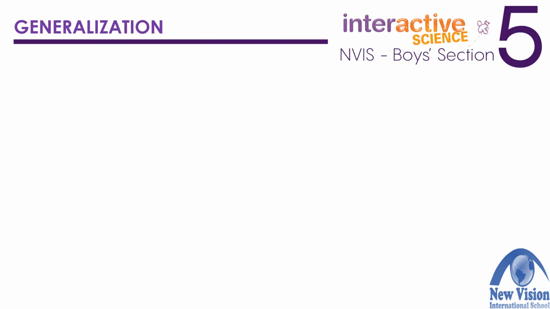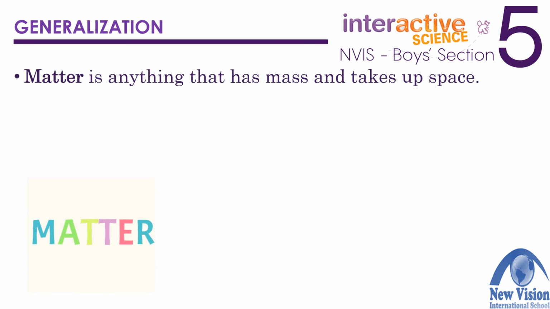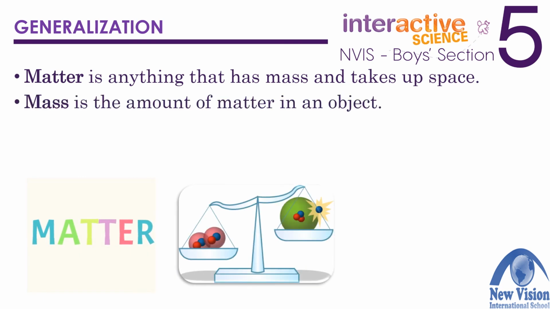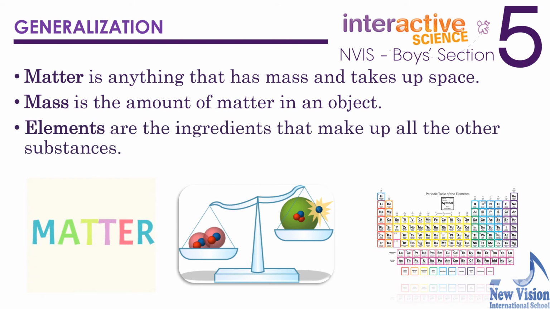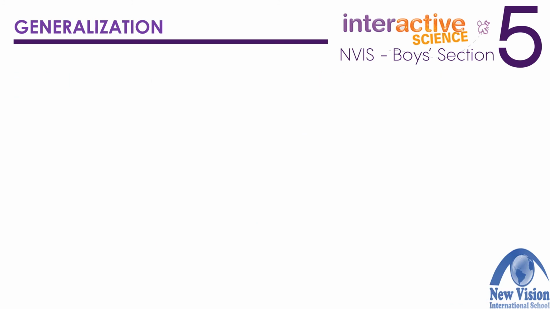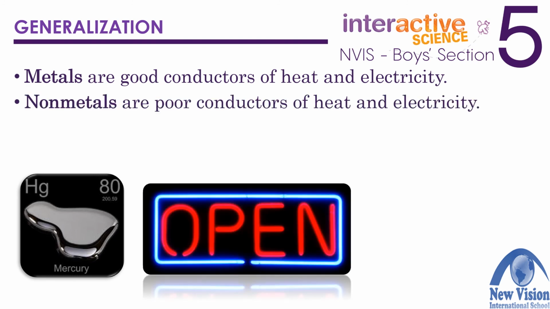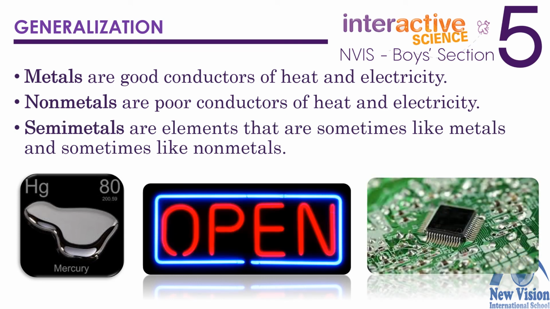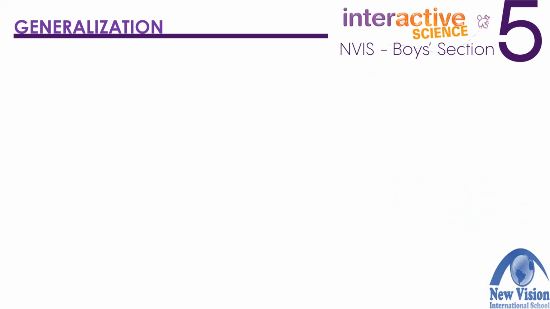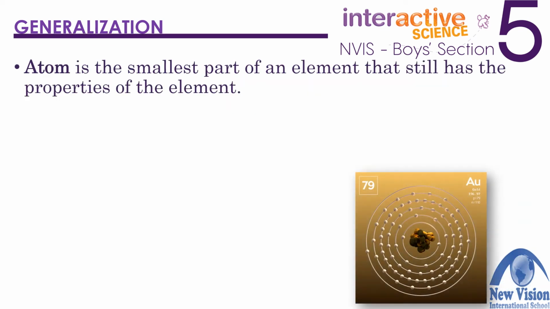Today we learned that matter is anything that has mass and takes up space. Mass is the amount of matter in an object. Elements are the ingredients that make up all the other substances. Metals are good conductors of heat and electricity. Nonmetals are poor conductors of heat and electricity. Semimetals are elements that are sometimes like metals and sometimes like nonmetals. An atom is the smallest part of an element that still has the properties of the element.